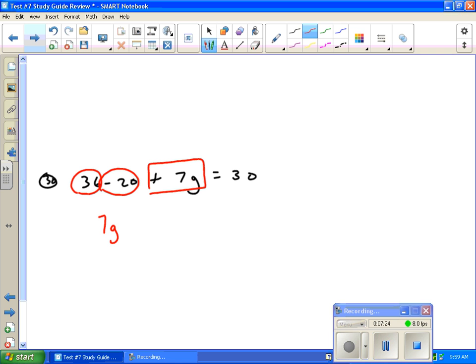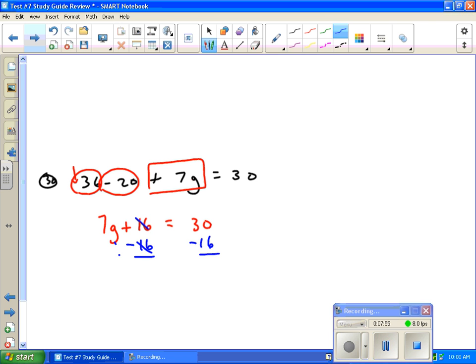36 and negative 20, when you combine those, one's positive, one's negative, so you need to subtract them. 36 minus 20 will leave you the number 16. And then you notice 36 is farther from 0, it's positive, so it'll be a positive 16 equals 30 still. Then you need to undo your addition and your subtraction, followed by your multiplication and your division. You have plus 16, so you need to subtract 16. It'll cancel out. You subtract 16 on the left, you need to do the same thing to the right.